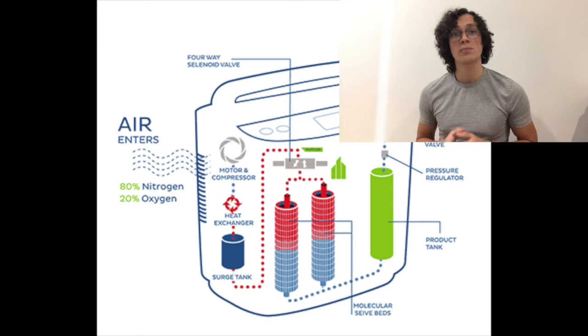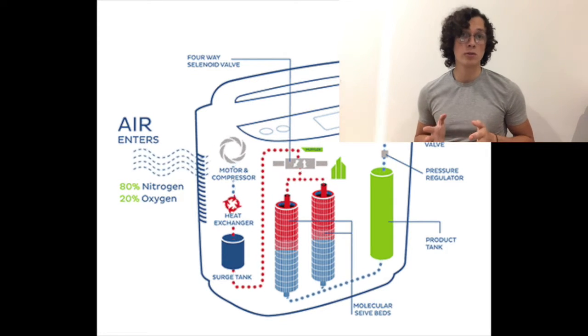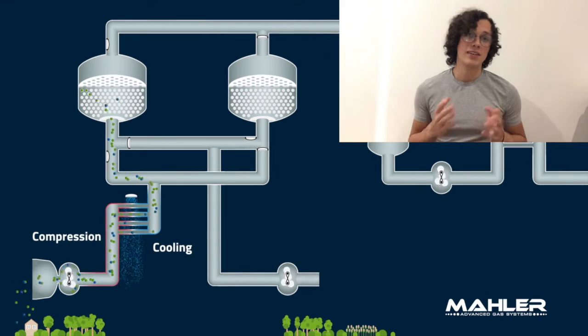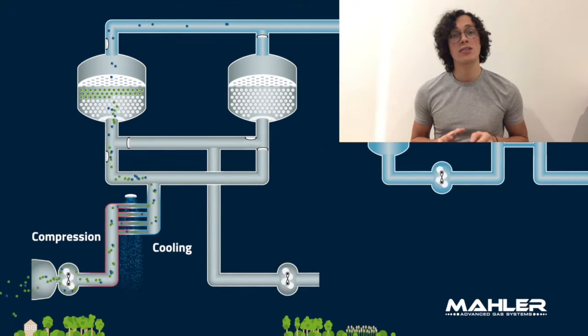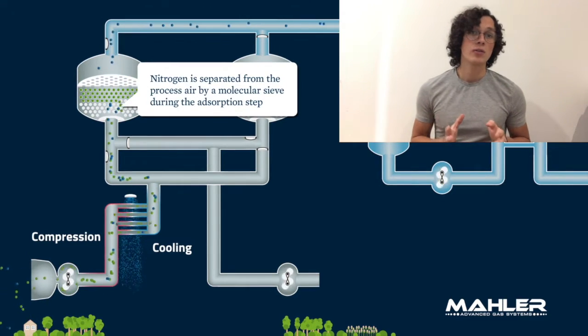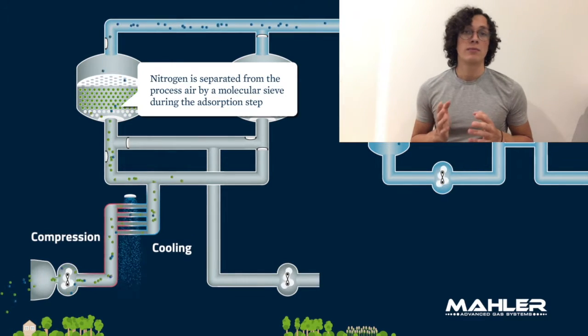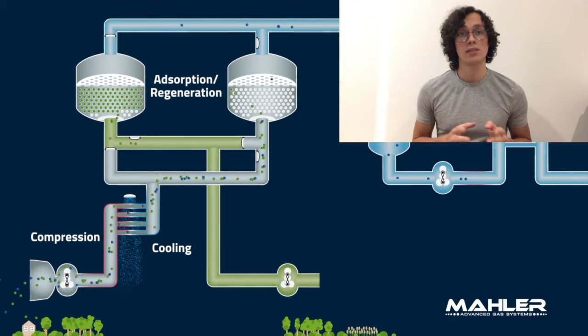These are the ones responsible for trapping the nitrogen and letting the oxygen flow through, so we will be focusing on them. As air flows through the first molecular sieve bed, we can see that the nitrogen is getting trapped. And so, when this first molecular sieve bed gets saturated, the airflow switches to the second molecular sieve bed.